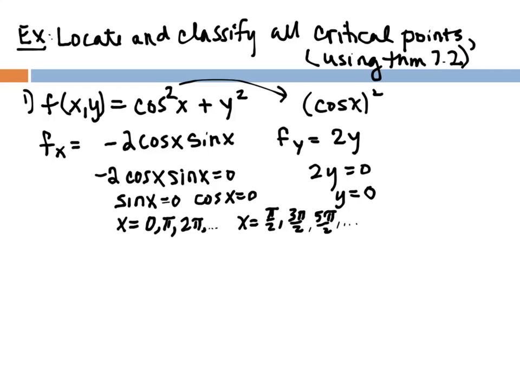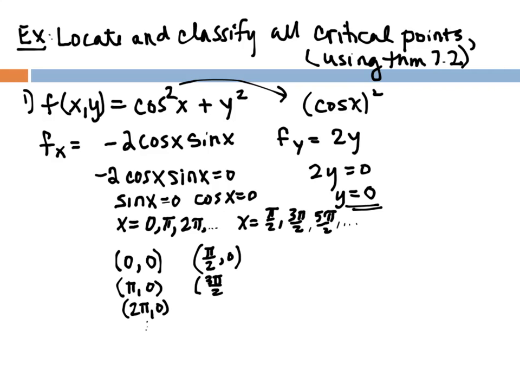And I don't think they told us specifically what to test on this one. So we're going to have to take a look at something like 0, 0. If x is 0 and y is 0. Y is always 0 in this function, right? Because we know that y has to be 0 from the first partial with respect to y. And then the x value, so something like pi, 0, and we're going to have 2 pi, 0, and so forth. And then we're also going to have pi halves, 0, and 3 pi halves, 0, and 5 pi halves, 0, and so forth. So there's lots of possible values where we could have maxes and mins.